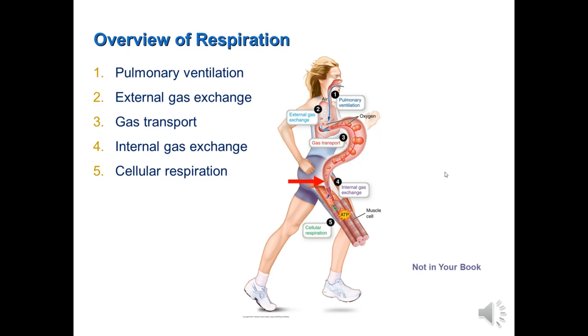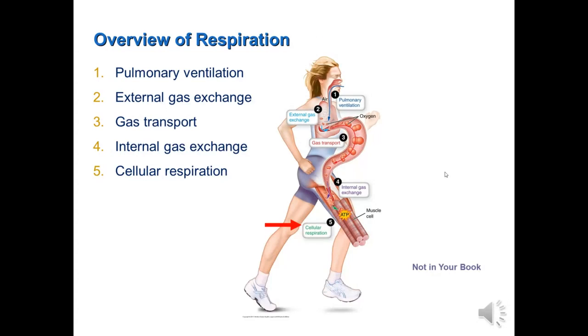Now, those are the only 4 events of respiration that are covered in your book. In your slides, I also included cellular respiration, even though we don't go over it, and I won't ask any questions about it. But the book that I previously used talked about cellular respiration. And of course, that's where the ATP is produced from the use of oxygen to oxidize glucose and other substances. We talked a little bit about that in the muscular system. So those are the 5 events of respiration.